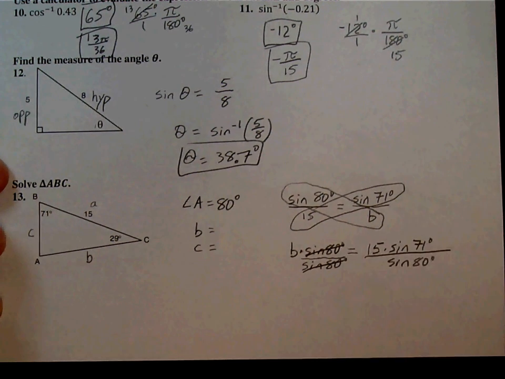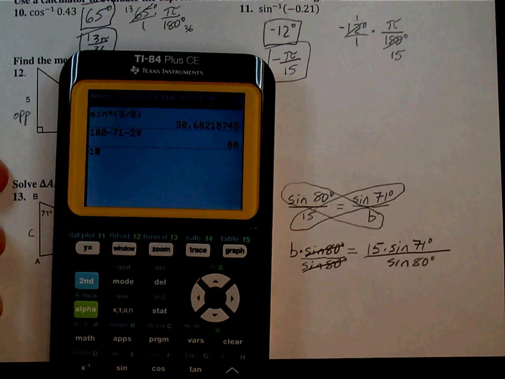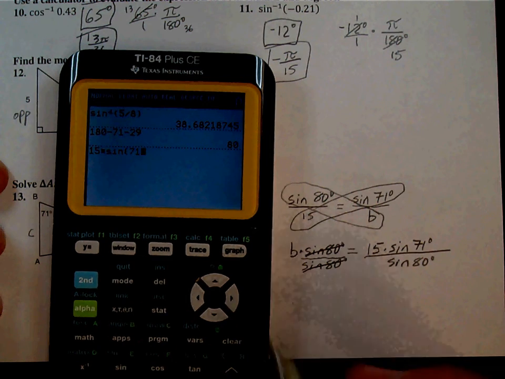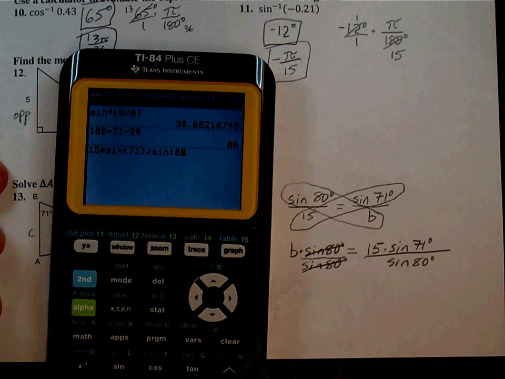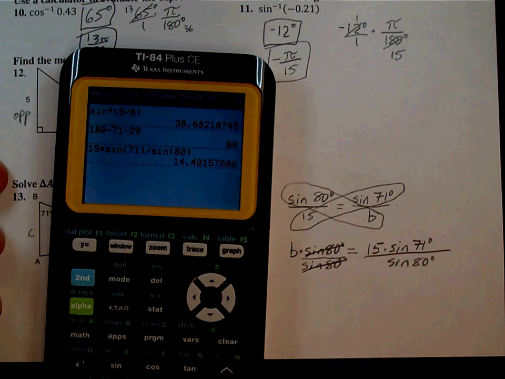So now let's plug this in the calculator. So 15 times sine of 71. Notice it started parentheses before my 71, so I need to end the parentheses before I divide. So divide by sine of 80. I see that's about 14.4 for B.